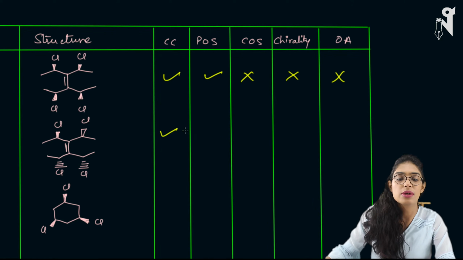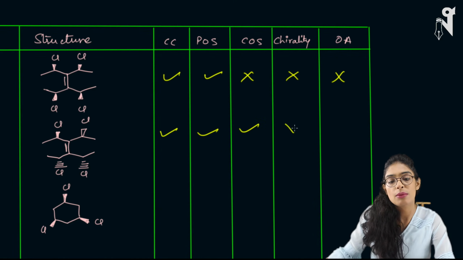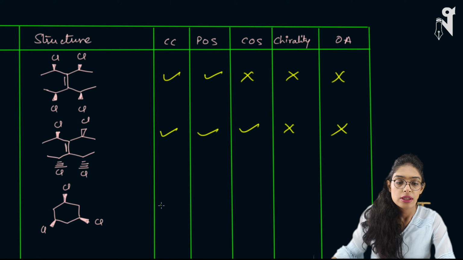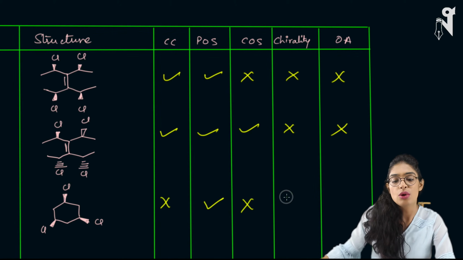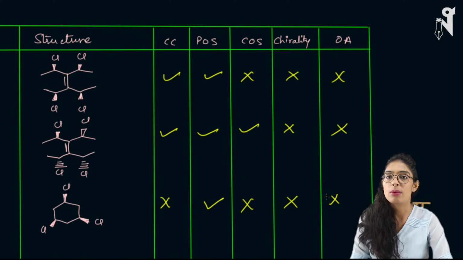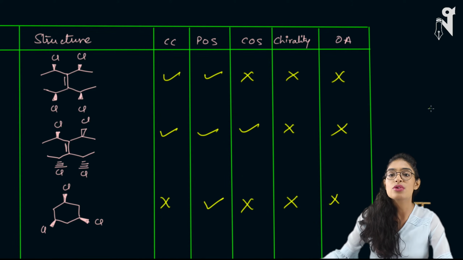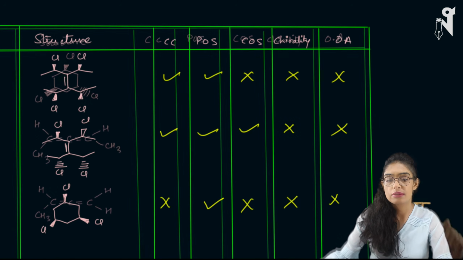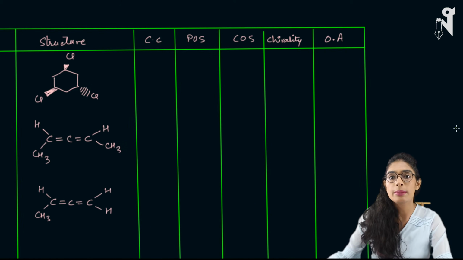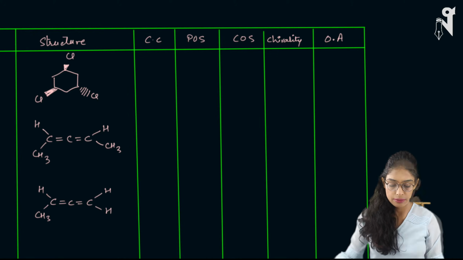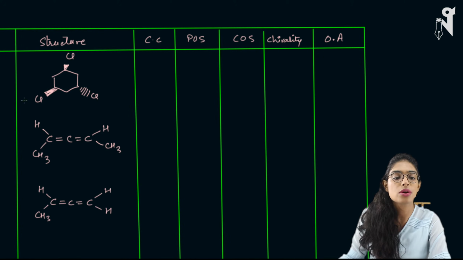Chiral centers, yes. POS, yes. COS, yes. Chirality, no. Optical activity, no. Chiral centers, no. POS, yes. COS, no. Chirality, no. Optical activity, no. So you can note it down now. Okay. Now I'll move to the next set of questions. Again, try them out on your own and then we'll discuss the answers. Now here are the questions. Note them down, pause the video, try them out on your own, and then I will discuss the explanation of these examples. Okay, so let's start with the first structure now.